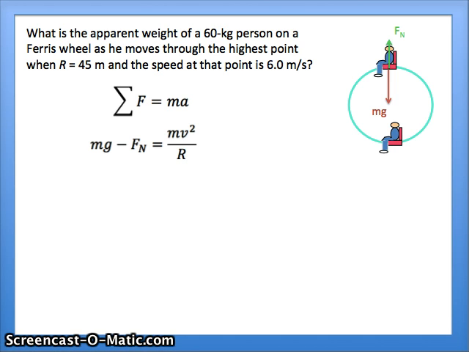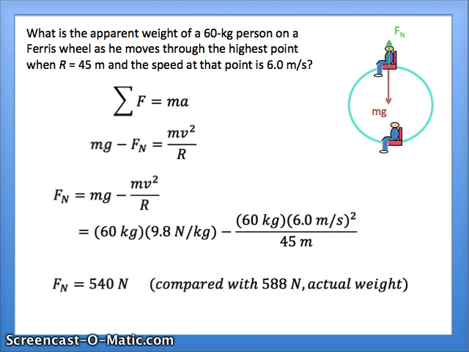And then as we work our way through here, solving for the normal force, plugging in the various numbers we were given, we find that the normal force is 540 newtons, which is smaller than the actual weight. Turns out that is 588, just 60 times 9.8. So at the top of the Ferris wheel, this person feels lighter than usual. Actual weight is still 588, but the apparent weight, due to the normal force, is a little bit less. You feel like you kind of rise out of your seat.